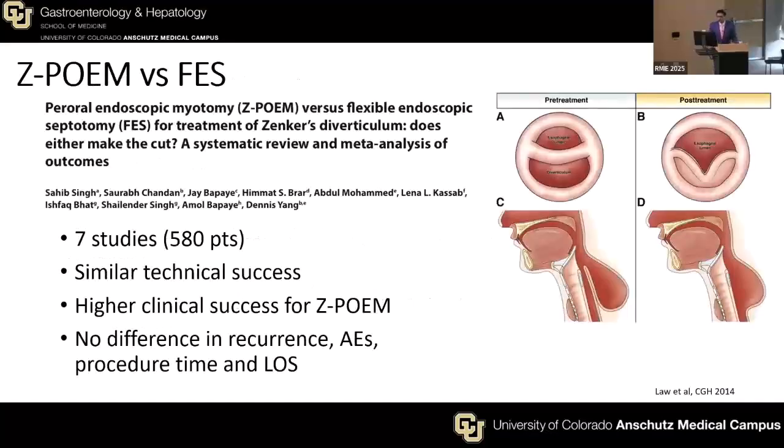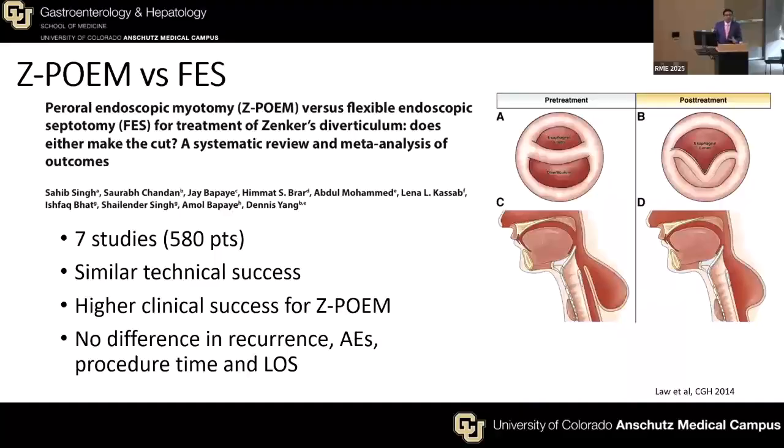I love the schematic from our very own Dr. Ryan Law that he published in CGH on how this works. When you have a Zenker's, basically your Zenker's lumen is much bigger than your esophageal lumen. But once you do a diverticulotomy or a myotomy, then the hope is that the Zenker's will flatten out and the esophageal lumen will get bigger. That's how this concept works.